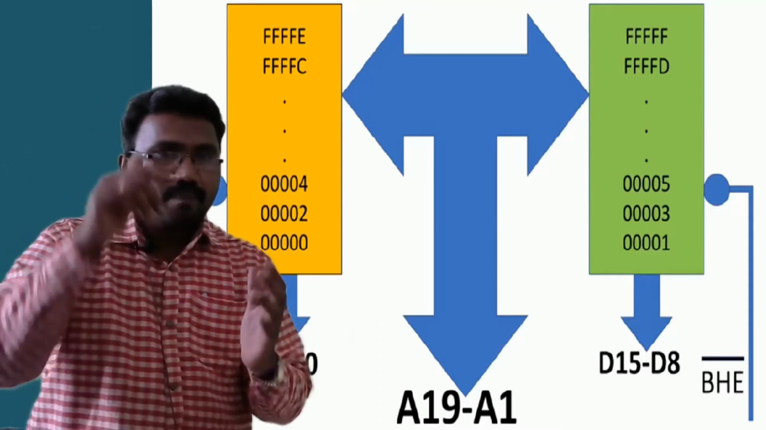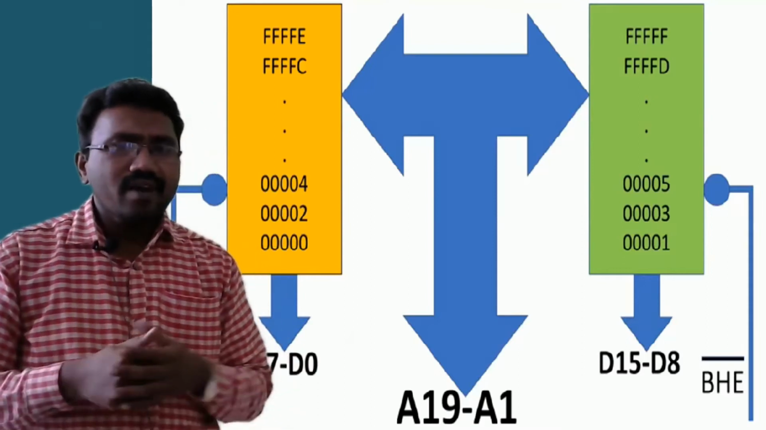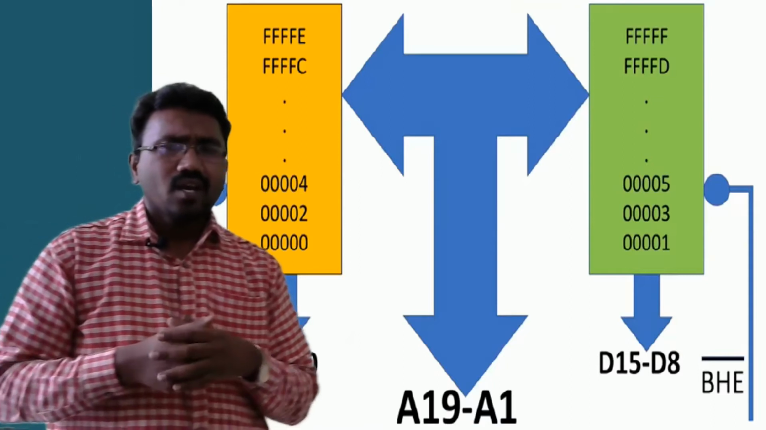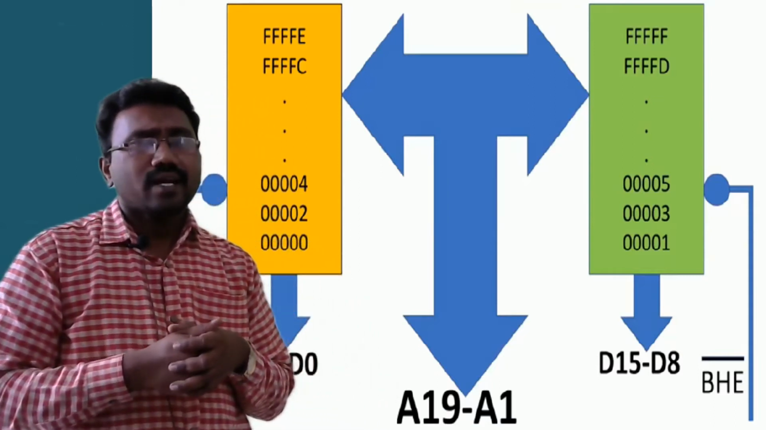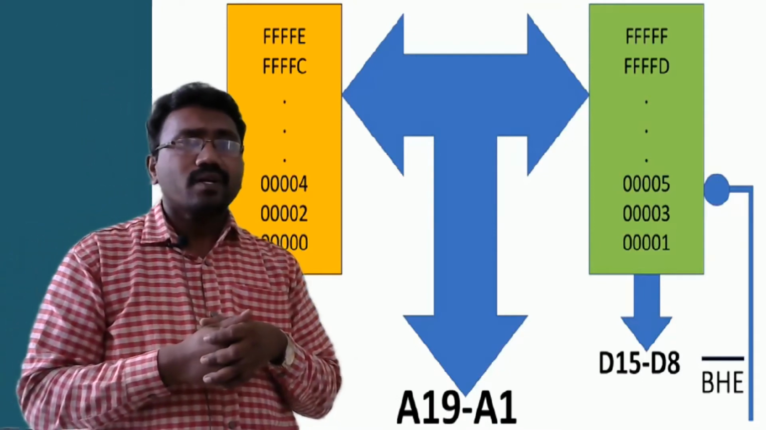That's why, how many banks in the 32-bit processor? 4 memory banks in the memory. Nowadays processors like the Pentium, Core i3, i5, i7 are 64-bit microprocessors. The number of data lines is 64. Those processors can access 64 bits of data at a time.